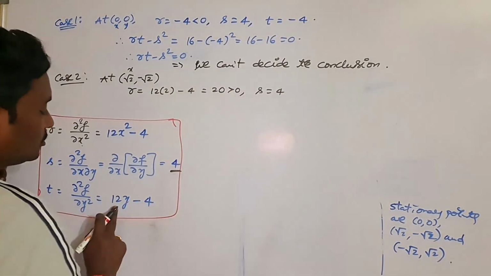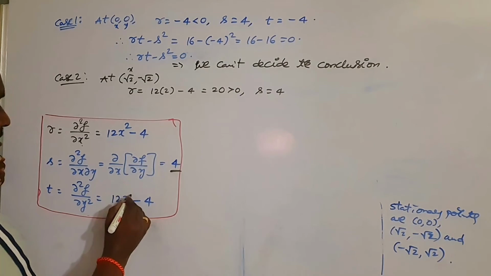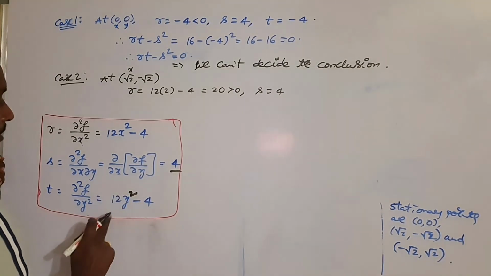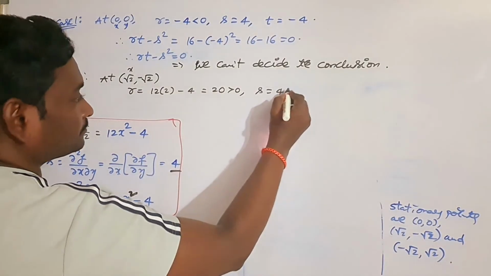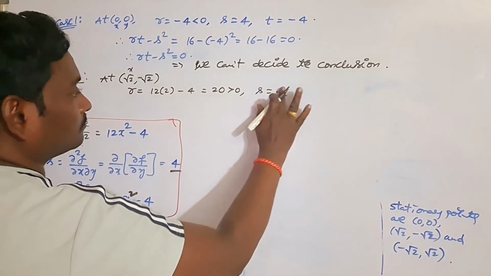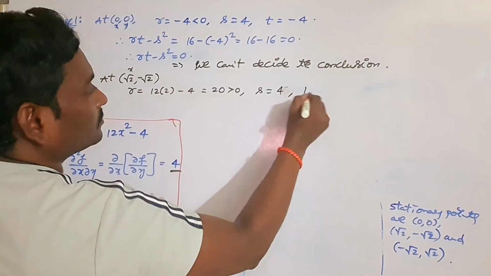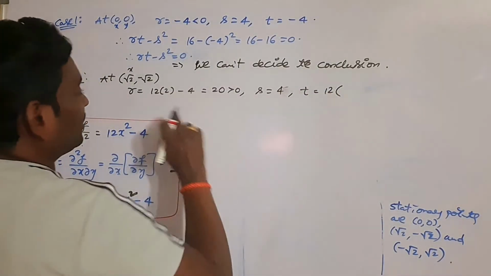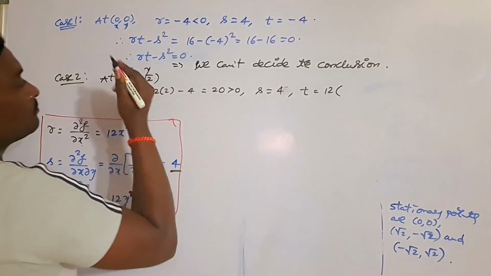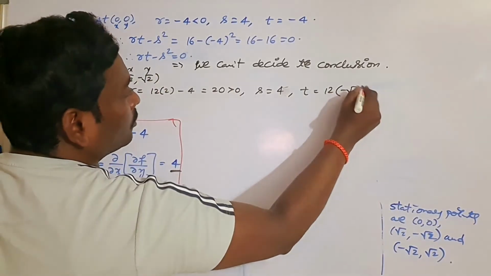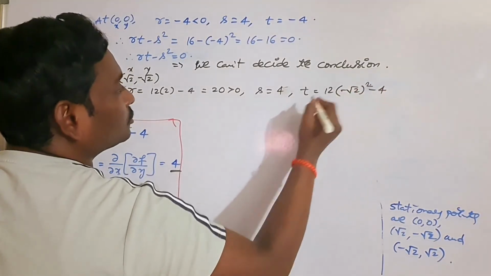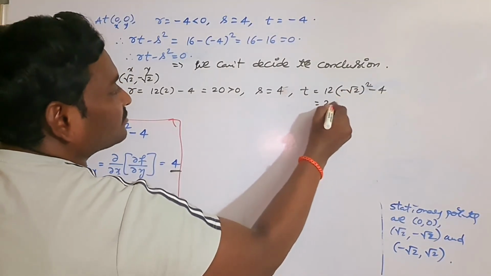And what is t? t is also 12 into y. Sorry, it is not y, it is y square. We can check it once. So t is equal to 12 into y square, y means minus root 2, whole square, minus 4. The minus square becomes positive, root square gets cancelled, again you will get 20.